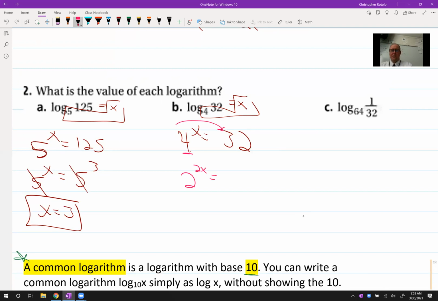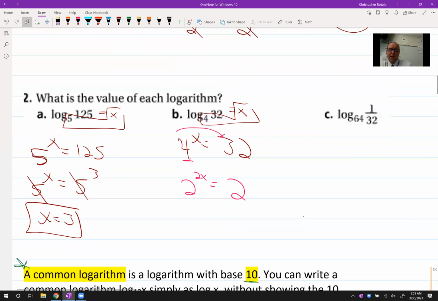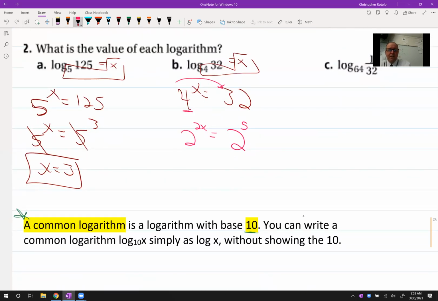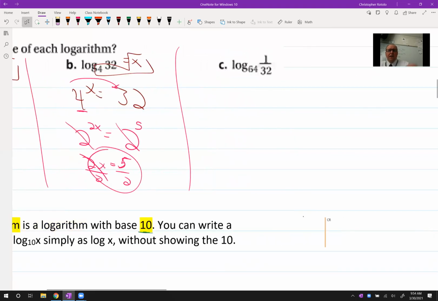And we're going to go 2. We just said 32 was what? The 5th power. Okay, so now we're going to drop those. So 2x equals 5, divide by 2. So 5 halves. Don't believe me? Plug it in. 4 to the 5 halves power equals 32 on your calculator. Okay.